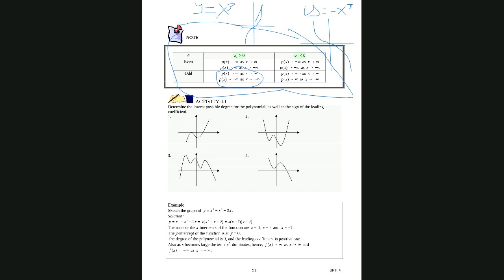Yes, Zulu. How did you get 4, sir? Because the number of turning points there is 3. Oh, okay.